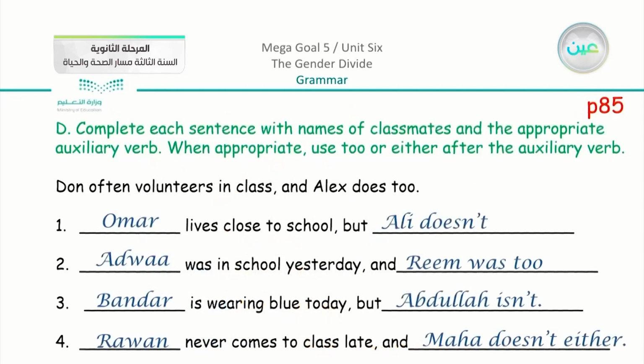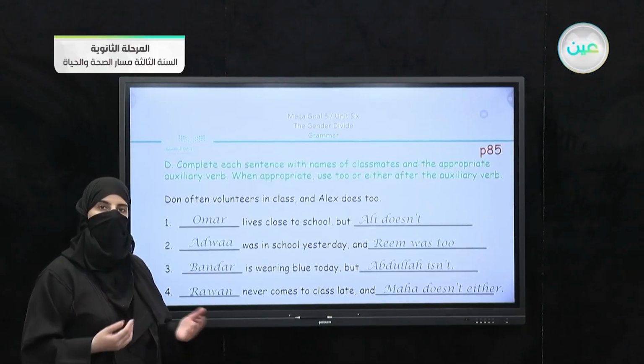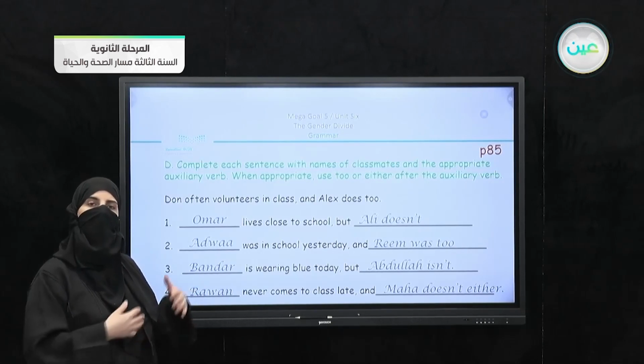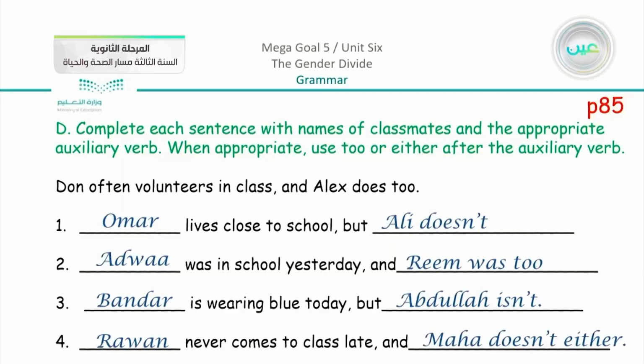Moving on, we have also page number 85. Now complete each sentence with names of classmates and the appropriate auxiliary verb. When appropriate, use too or either after the auxiliary verb. So we have here, it depends on using either and or but in the sentence. And here you can compare or use sentences talking about any one of your classmates. So for example, number 1, Omar lives close to school, but Ali doesn't. We use the auxiliary verb at the very end. Adwa was in school yesterday and Dream was too.